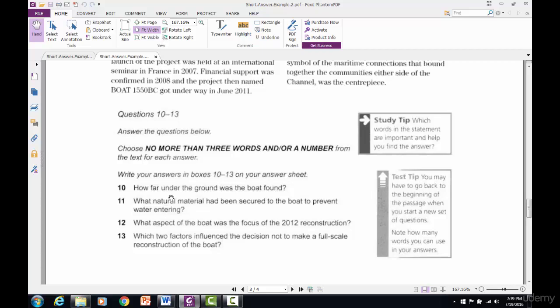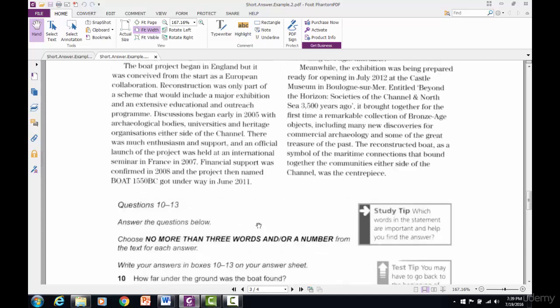So we have how far under the ground was the boat found? What natural material has been secured to the boat? What aspect of the boat was the focus of 2012 reconstruction? So when we look at numbers 10, 11, 12, and 13, number 13 is going to be the easiest one to find first because it has a date. I'm sorry, number 12. Forgive me, number 12. 12 is the easiest to find first because it has a date, 2012. So what aspect of the boat was the focus of 2012 reconstruction? So let's look for that.